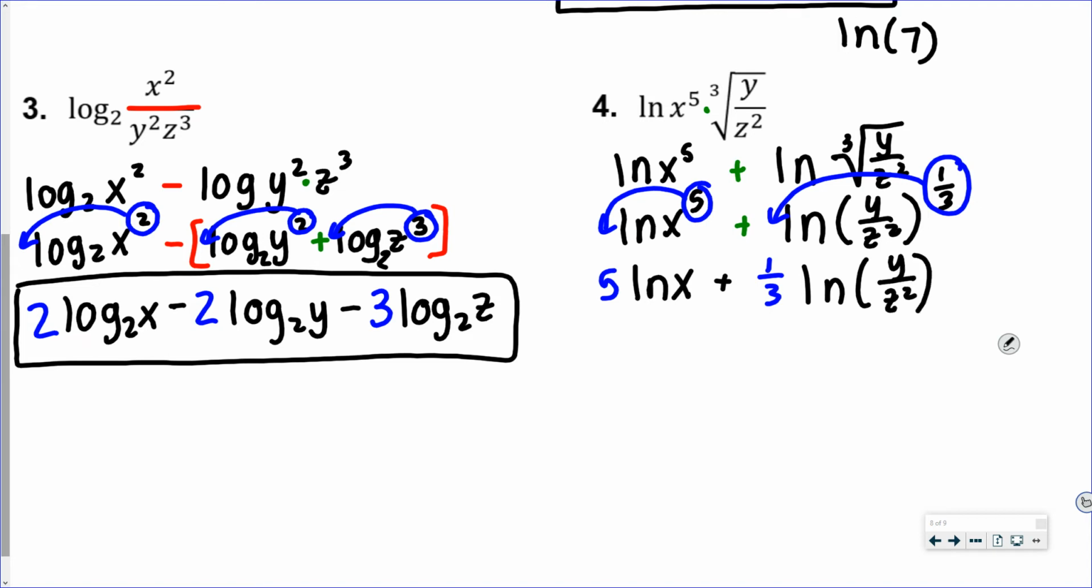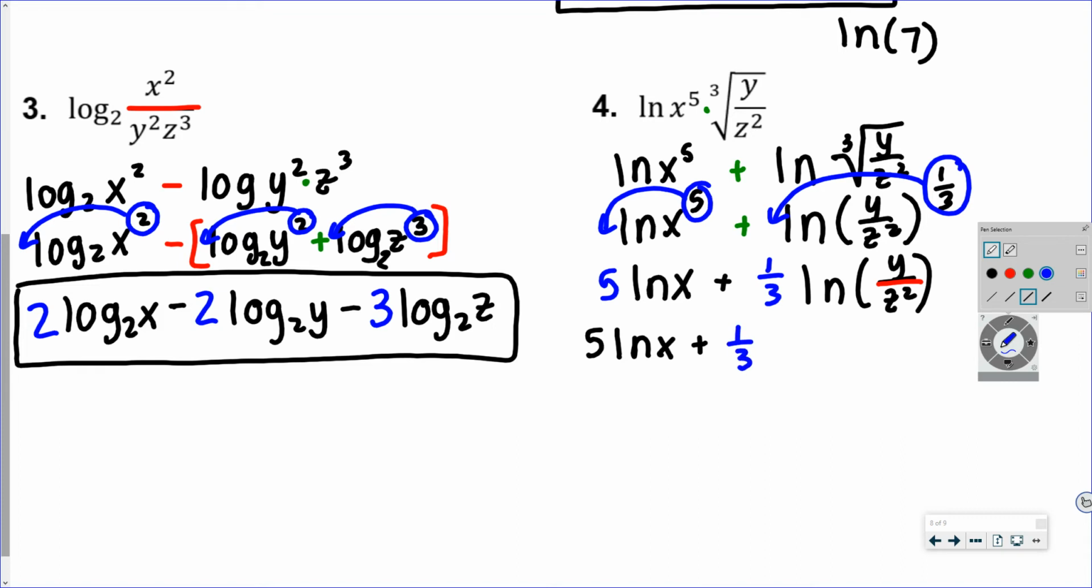Okay, now we're not done. If you look in this log, I still got a lot going on here. I still have a quotient and I still have a power. So this log needs some work. So, again, since I have this 1/3, it's kind of almost like the negative. Since I have 1/3 times this whole log, I'm going to add in parentheses when I go to split up this log.